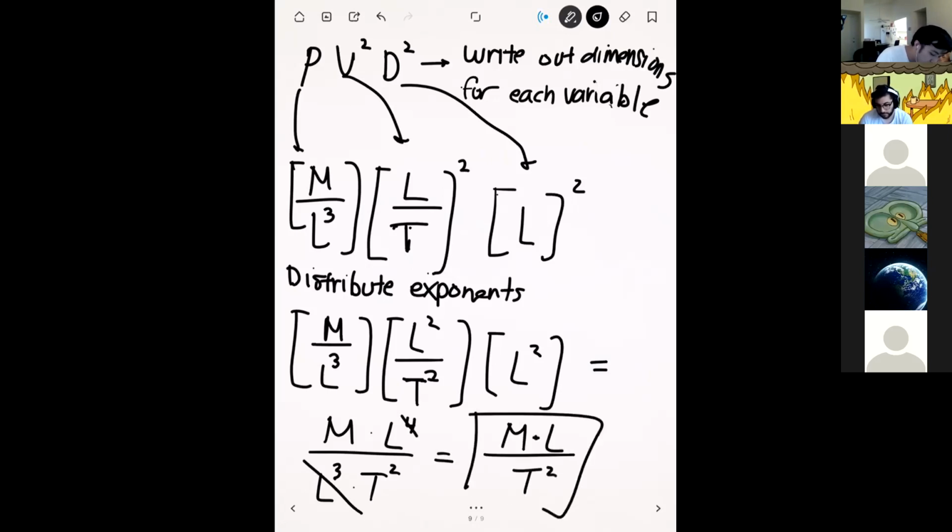Okay. So that's the dimensions for that second monster term. All right, any questions on how we got this?